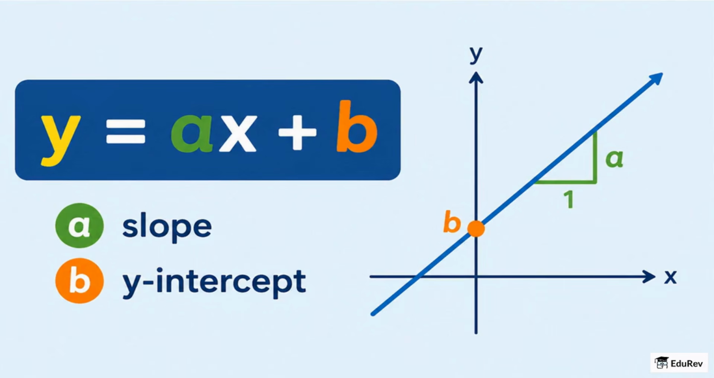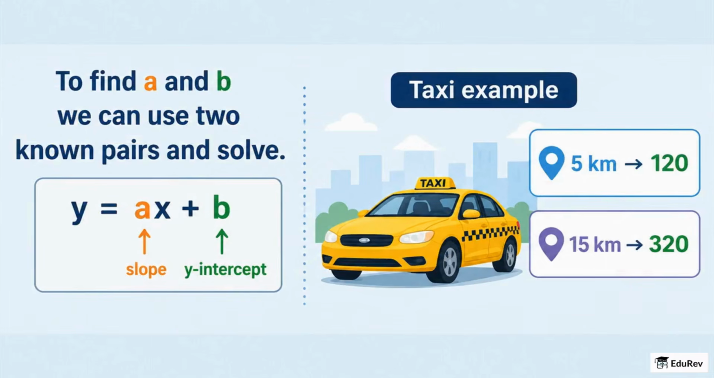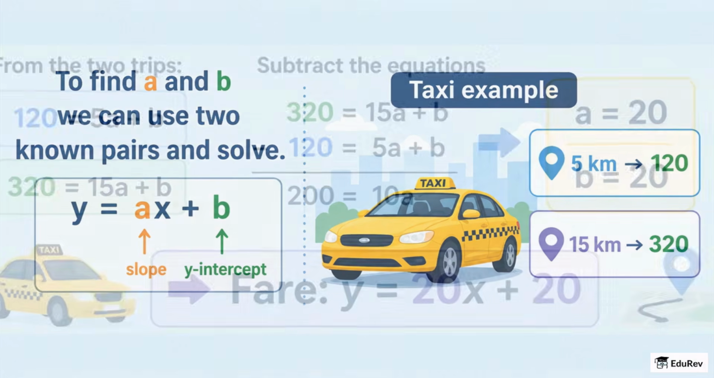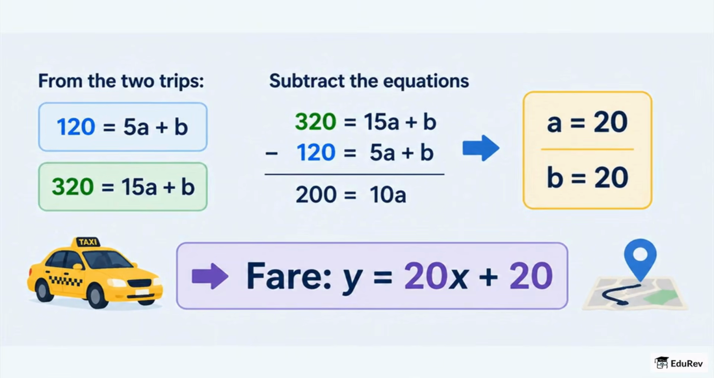and b is y-intercept. To find a and b, we can use two known pairs and solve, like the taxi example. 5 kilometers costs 120 and 15 kilometers costs 320. Subtracting those equations gives a equals 20 and then b equals 20. So the fare is y equals 20x plus 20.